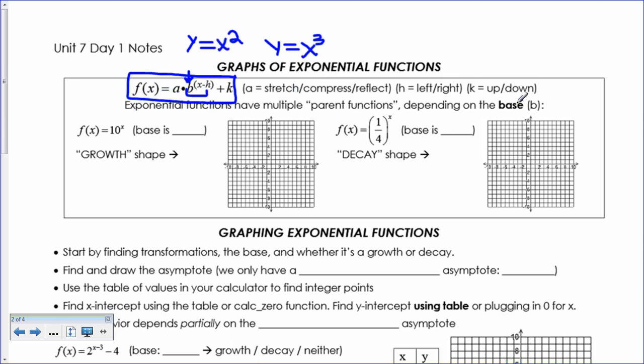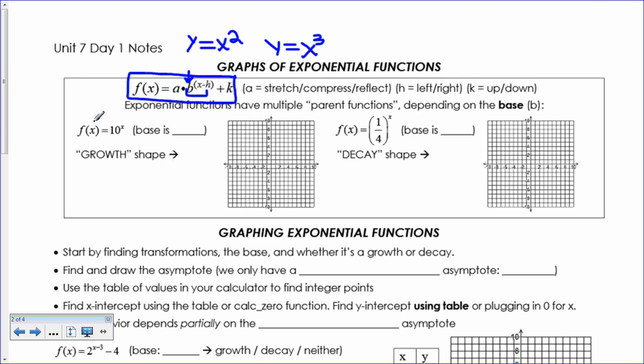Because the base can change, you could have a base of 1, a base of 2, a base of 3, a base of 1/2, a base of 1/3. You have all sorts of different bases. So there's no one parent function. There's just a parent function for each base that you could possibly have. So what we're going to do is talk about two different types of exponential functions. We have a growth function and a decay function, and you figure out which is which based on the base.